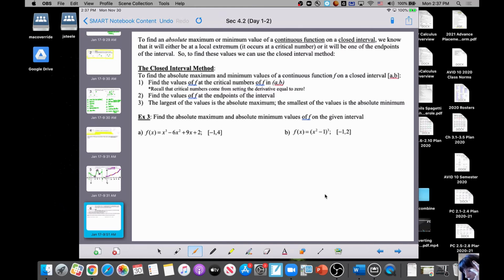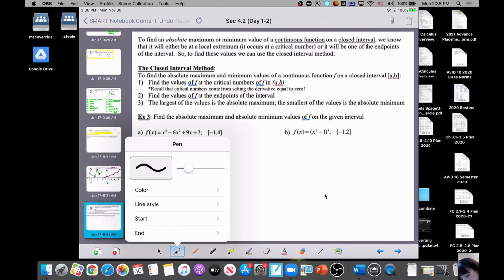Then, step 2, find the values of f at the endpoints of the interval. And then once we've evaluated the critical numbers and the endpoints, after we've evaluated the function at all of those x values, the x value that gives us the biggest value is obviously our absolute max, and the x value that gives us the smallest value would be the absolute minimum. So let's give this a try.